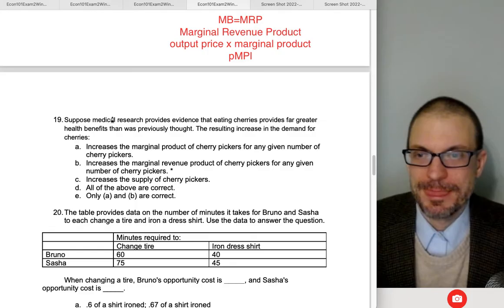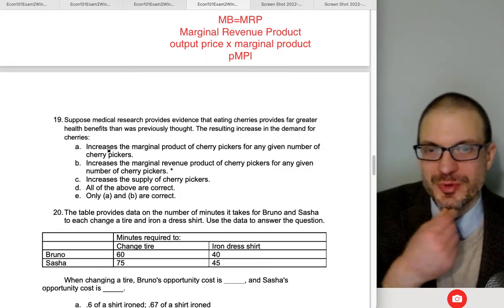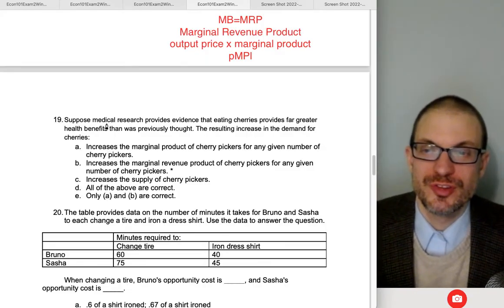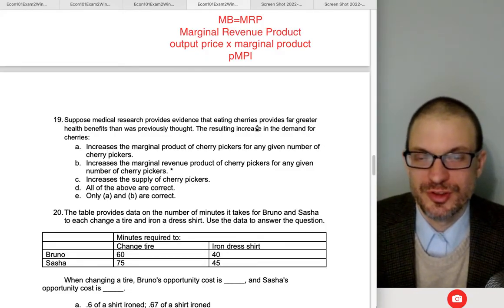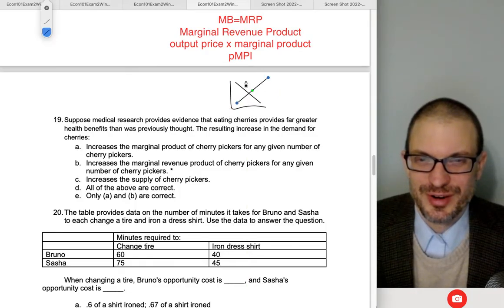All right, so suppose medical research provides evidence that eating cherries provides far greater health benefits than was previously thought. The resulting increase in demand for cherries. All right, so we're going to get an increase in demand for cherries due to this increase in consumer tastes and preferences for cherries, right? So if this is the market for cherries, we're going to get a rightward shift of demand. Increase in demand is going to drive up the price for cherries.